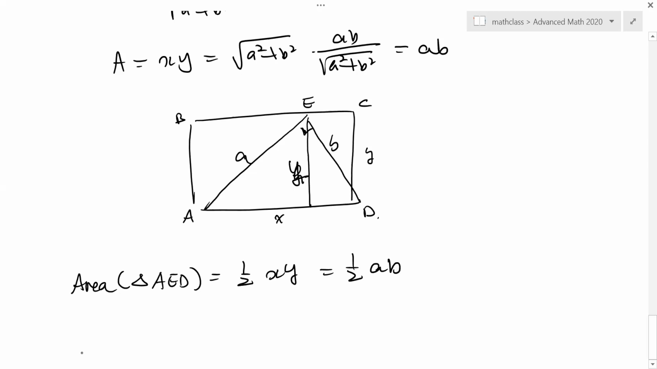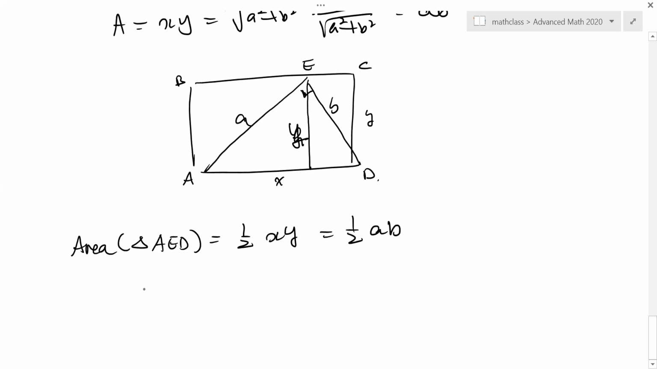Yeah. Then you get x times y equals A times B, which is the area of the rectangle. That's a much easier, quick way to solve the problem.